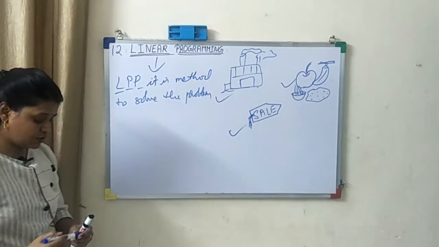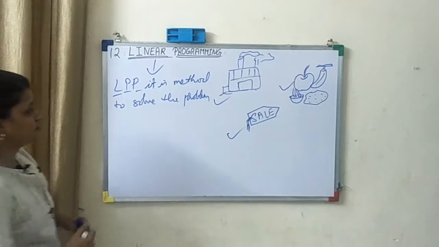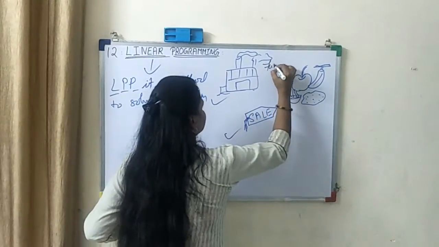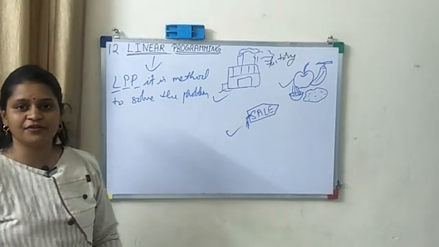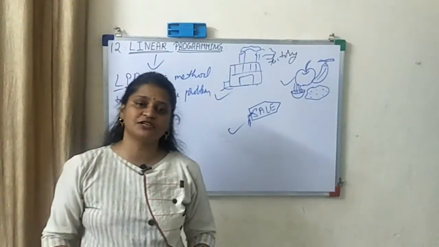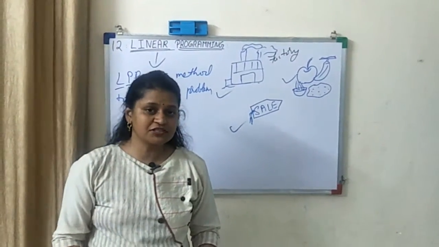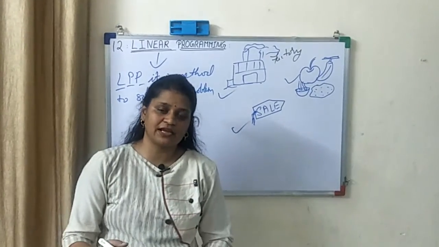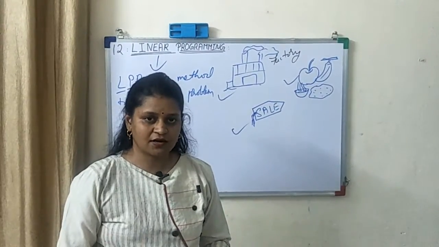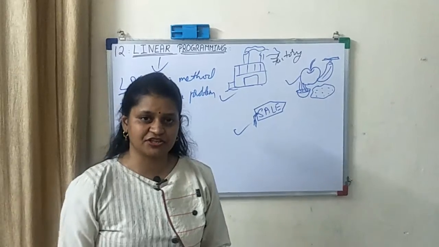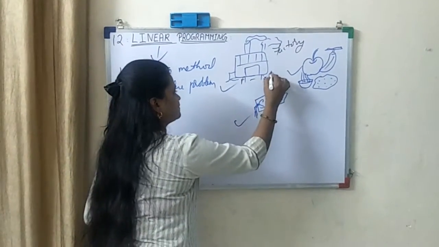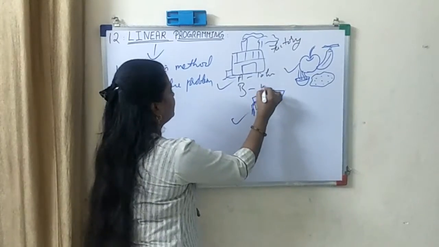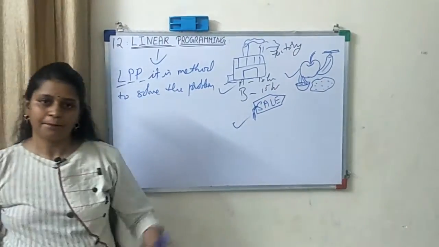Here you can see this is a factory. It's not actually looking like a factory, but assume it is a factory, and you know that in a factory various machines are working. Some machines can work for some hours. Every machine has certain limitations. So suppose machine A works for 10 hours and machine B works for 15 hours per day.